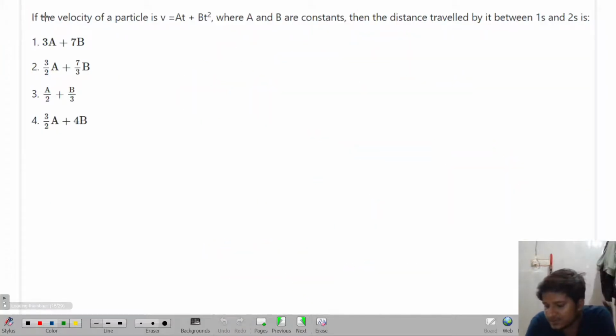Question number 6. Try to solve this question. Again, a good question. If the velocity of a particle is given over here, find the distance traveled by it between 1 second and 2 seconds.